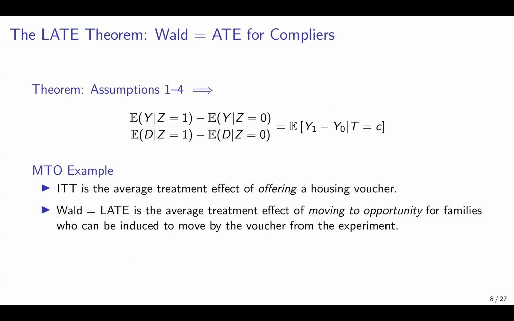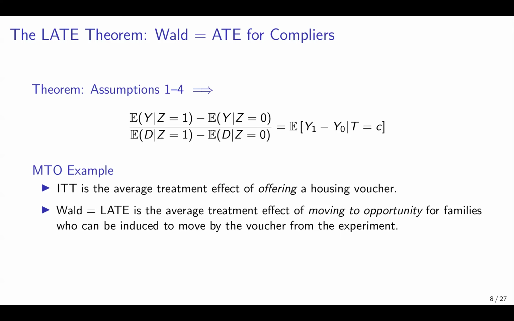All right, here is the big theorem. It turns out that under assumptions 1 to 4, that Wald estimand that we started off looking at the beginning of the lecture actually does tell us something meaningful. It gives us the average treatment effect for compliers. And if you think about it for a moment, this actually makes a lot of sense.